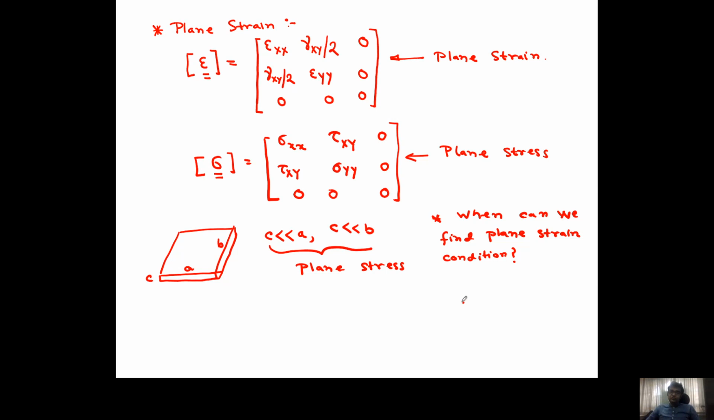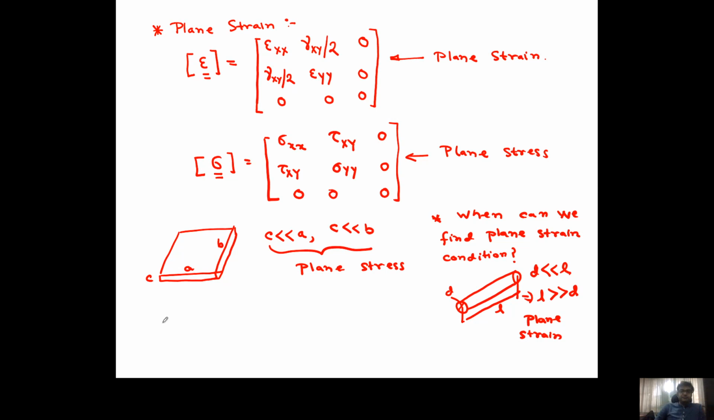So suppose you have a thin cylinder, and in this case this diameter is d, and let us say this is my length L. So if d is much smaller than L, or I can say L is much greater than d, then you can find plane strain condition. Obviously, it will again depend on the loading condition.